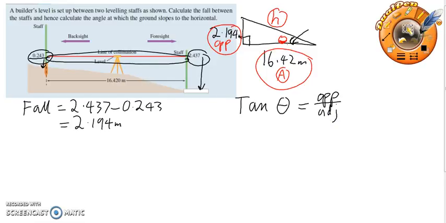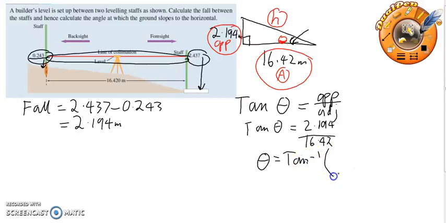Okay, so when I look at this, I can go, alright, fill it in. Tan, I don't know what the angle is. The opposite side is 2.194. The adjacent side is 16.42. Remember because tan's on that side, this is a type 3, which means you need to hit Shift tan on your calculator and put the numbers in brackets. This doesn't confuse your calculator at all.